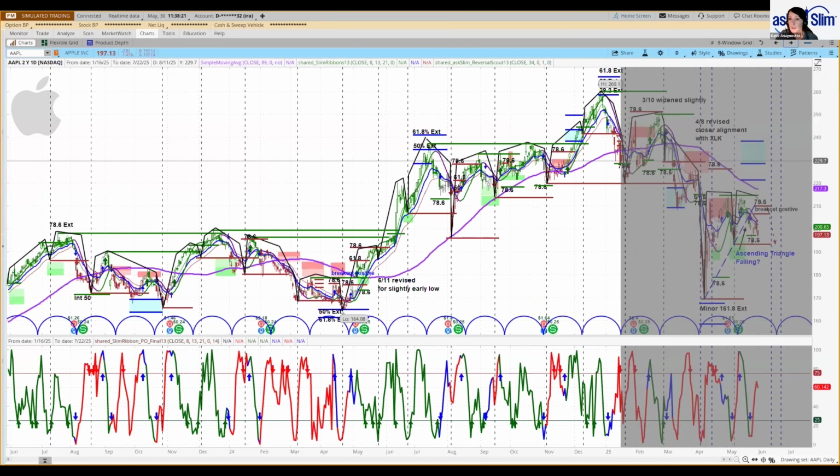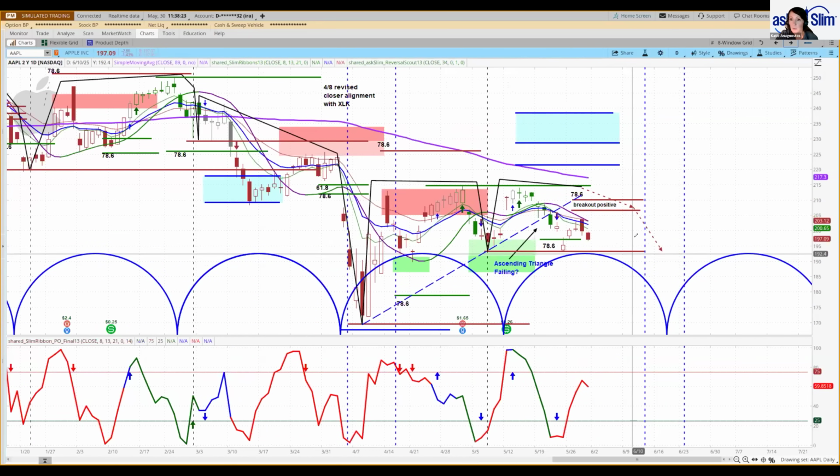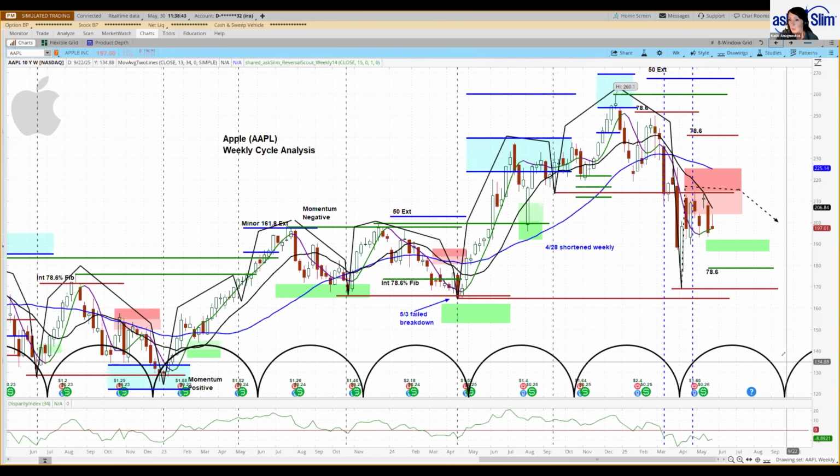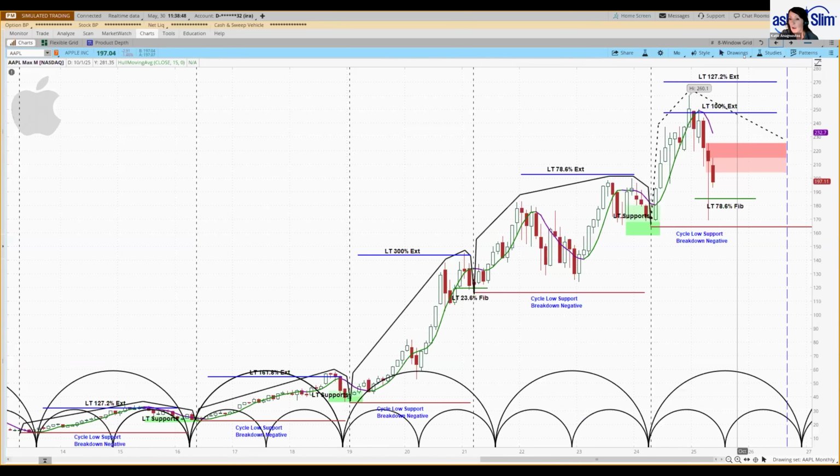Over on the daily chart, you can see it even more clearly. Here's our cycle. We don't have a trough due until mid to late June, and this is showing negative momentum. Reversal scout negative, and the slim ribbon has turned negative as well. The slim ribbon PO can't even get up above this line to give us the signal. So there is quite a bit of weakness in here, and this cycle over here on the weekly chart should give us the trough of the monthly minor half cycle here. So after this next weekly cycle, we should be able to get a bounce and see how we do on that one.